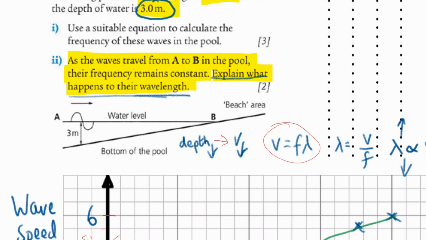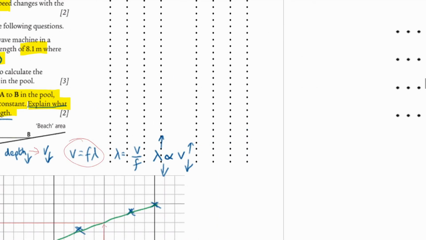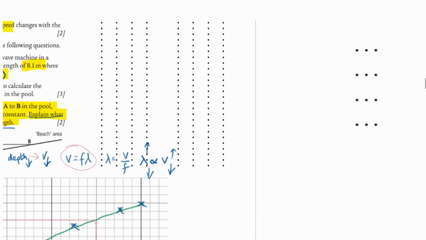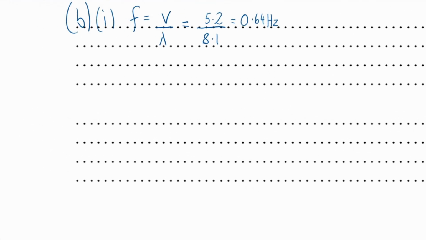Now, if you said the wavelength decreases, you get a mark. But to get the full 2 marks, you need to explain why it decreases. So it's good in the answer to first of all state what you think is going to happen. And what you think is going to happen is the wavelength is going to decrease. So I'll do B part 2 just here.